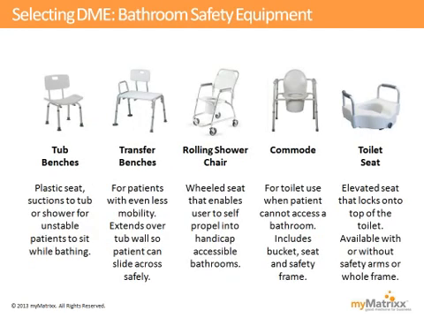So bathroom safety equipment: tub benches, transfer benches, rolling shower chairs, commodes, toilet seats. A tub bench fits fully inside the tub, does not extend outside or over the tub. A transfer bench will sit halfway in the tub, with the back being in the tub, and half on the outside of the tub. It allows the patient to easily transfer from a wheelchair onto the transfer bench and slide in. Suction cups hold the shower chair and the transfer bench in place while in use.